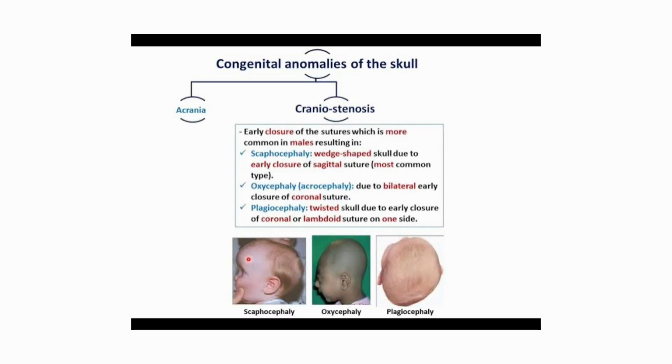We have congenital anomalies of the skull. We have craniosynostosis, that is early closure of the sutures, which is more common in males, resulting in scaphocephaly, a wedge-shaped skull due to early closure of the sagittal suture. Most common types are oxycephaly, also called acrocephaly, due to bilateral early closure of the coronal suture. Plagiocephaly, a twisted skull, is due to early closure of the coronal or lambdoid suture on one side. You can see some pictures here: scaphocephaly, oxycephaly, and plagiocephaly.